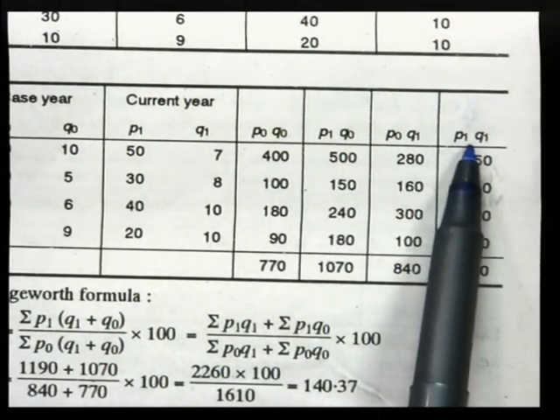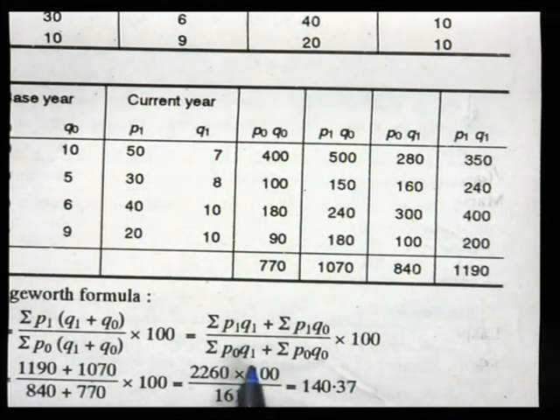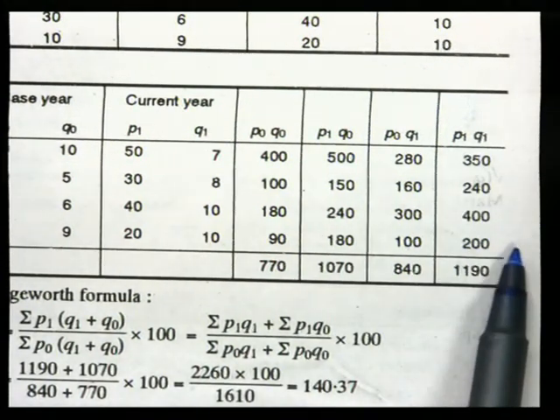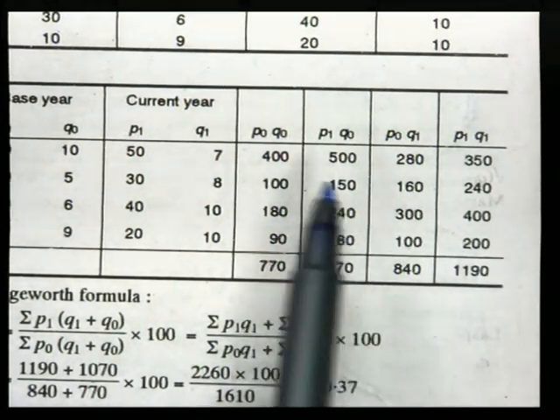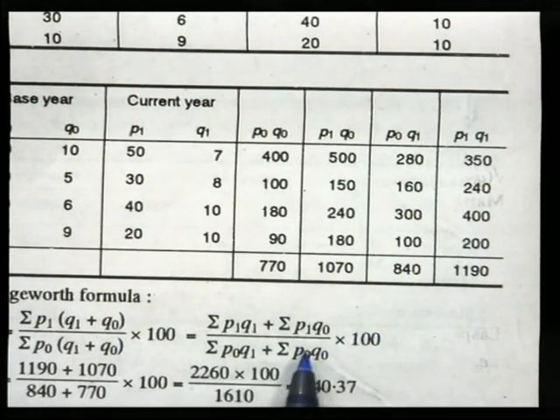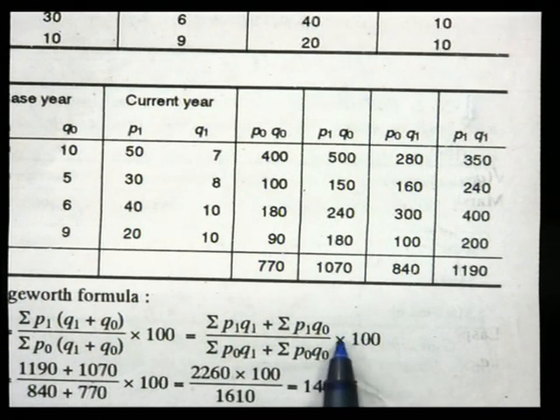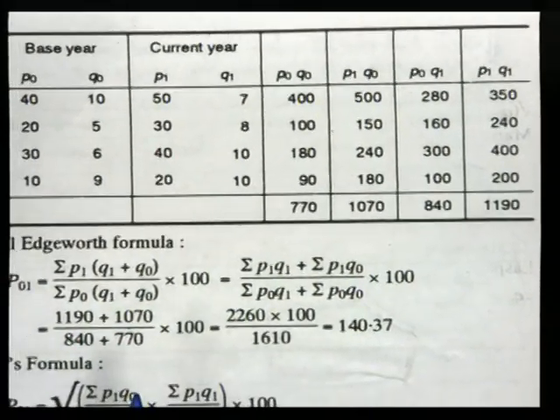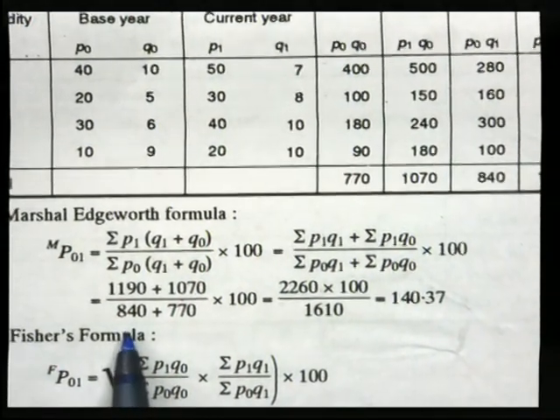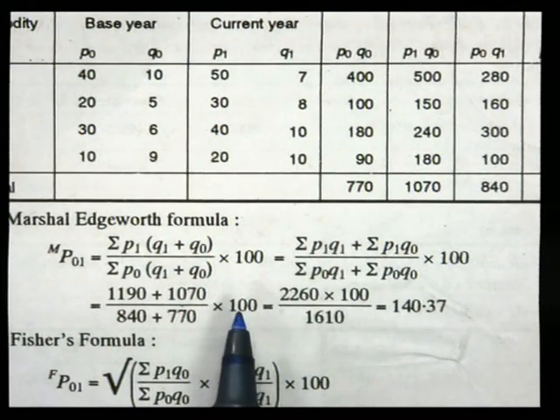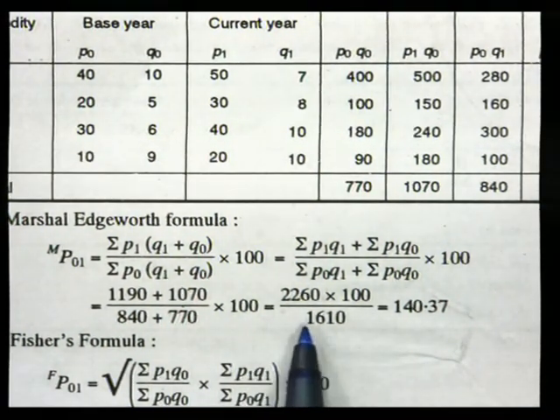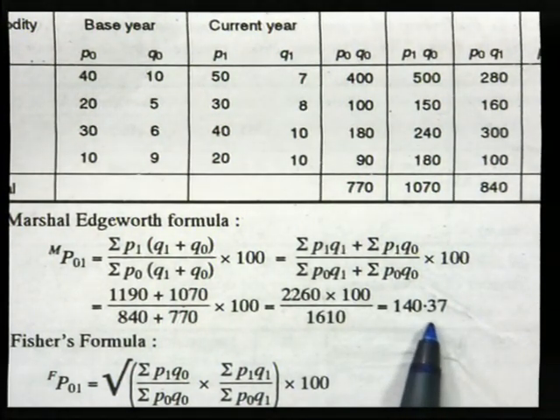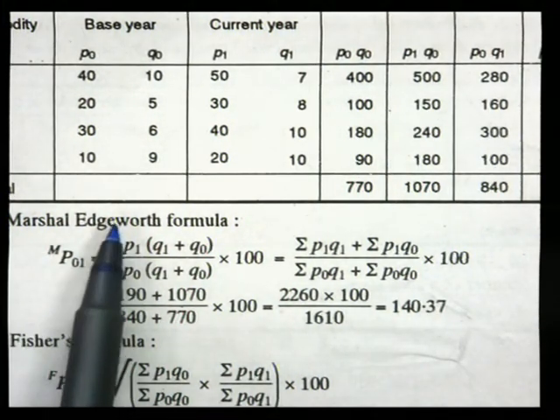So now what are the necessary columns? P1 Q1, so we add P1 Q1, then P1 Q0, P0 Q1, and P0 Q0. Okay, so all these 4 columns we add and then we find out the summation, and the answer of this summation we insert here, then find out the division and multiply it by 100. Accordingly we will have 1190 plus 1070 divided by 840 plus 770 and multiplied by 100. So it will be 2260 into 100 divided by 1610, that is 140.37, which will be our index given by Marshall Edgeworth formula.